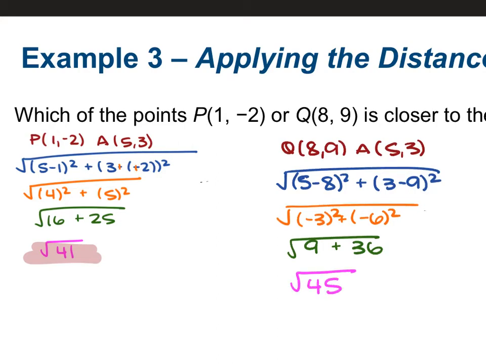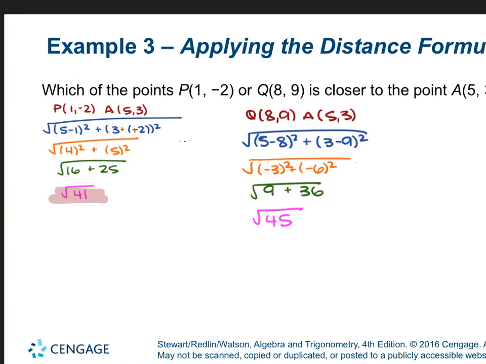So we see that the smaller amount is that square root of 41. So that distance between P and A is smaller. So point P, which is 1, -2, is closer to point A, which is 5, 3.